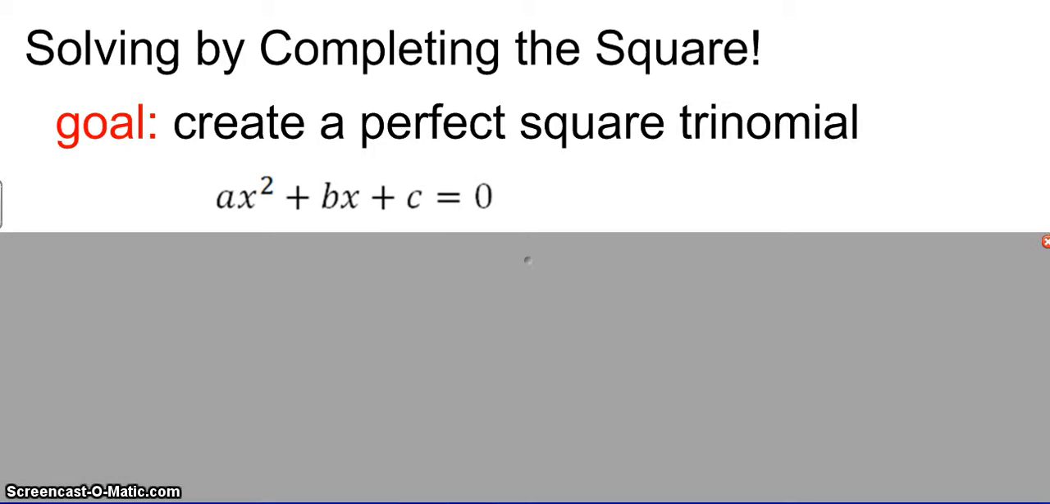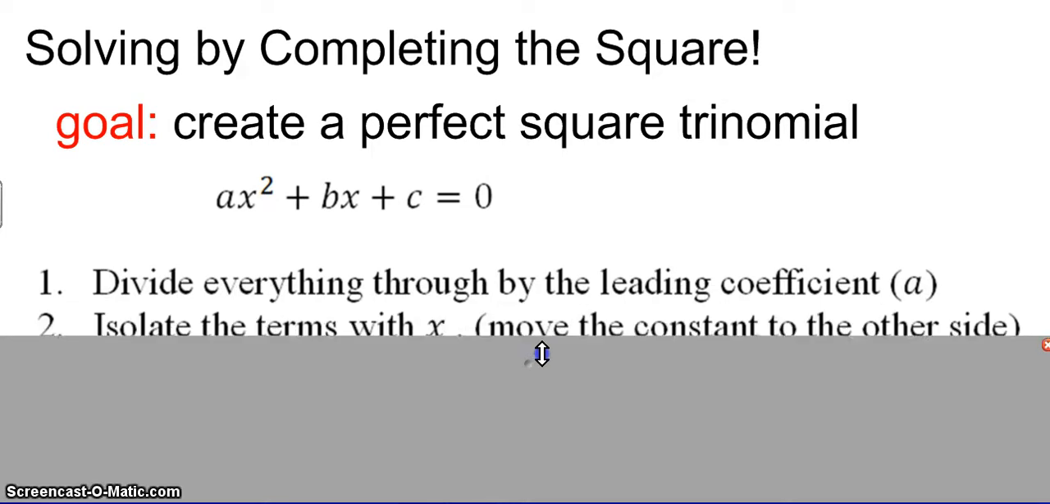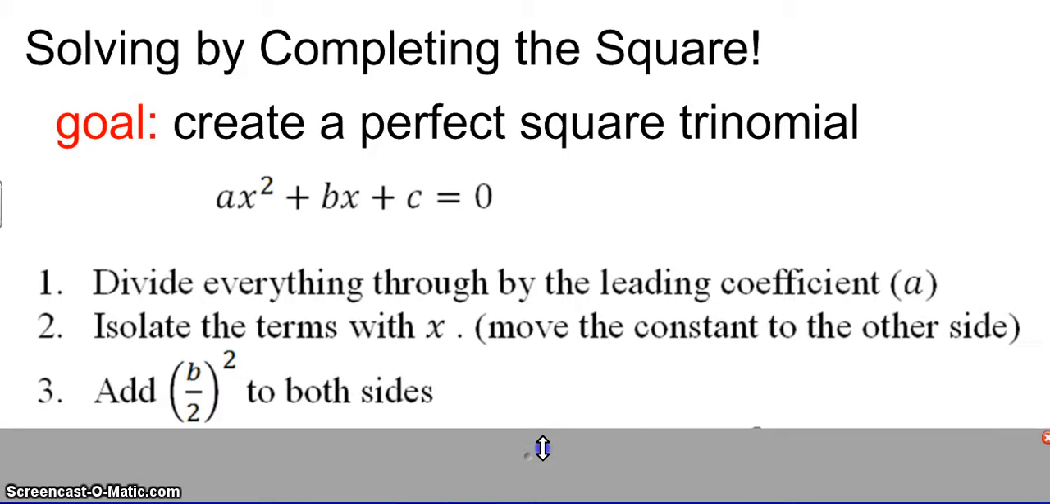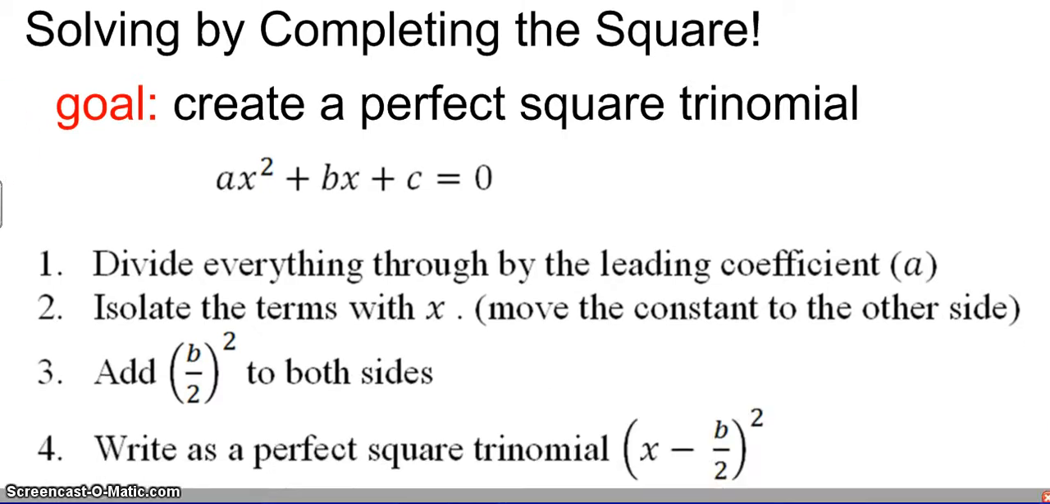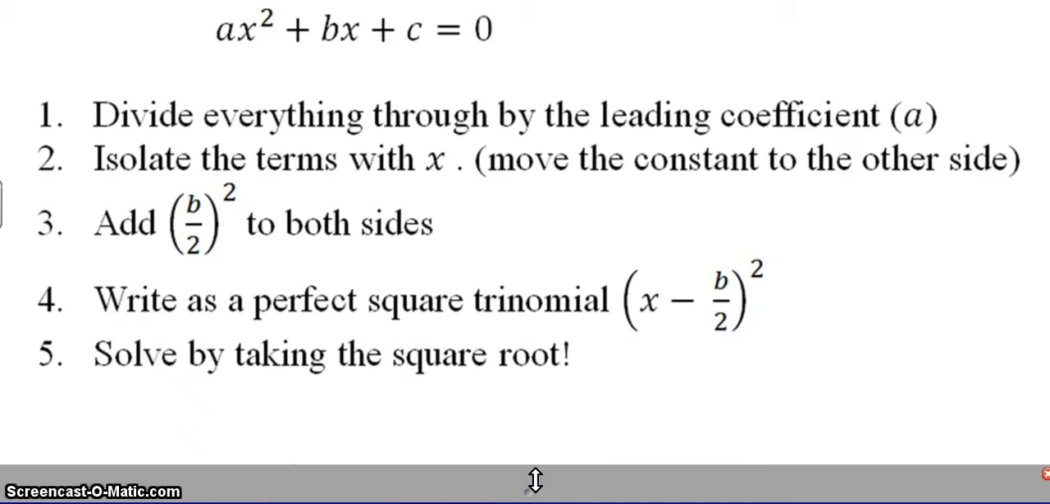So our goal here is to create what we call a perfect square trinomial, so that the left side condenses down to something that's squared and the right side is a constant, and you can use the formula or the application of extracting a root. So starting with ax squared plus bx plus c, you want to get everything equal to 0, divide everything through by the leading coefficient, isolate the terms with x's, which means move the constant to the other side, take half of b and square it, add it to both sides, rewrite the left side as the perfect square trinomial, again some binomial that's squared, and then solve by taking the square root.